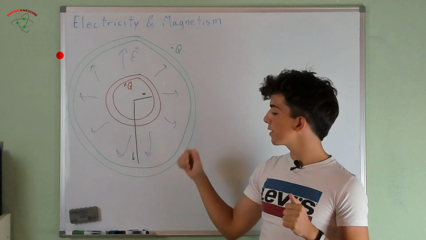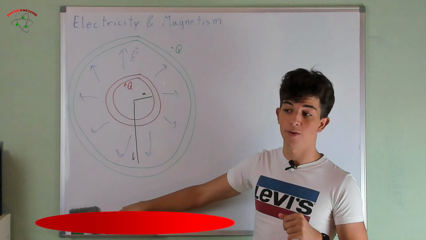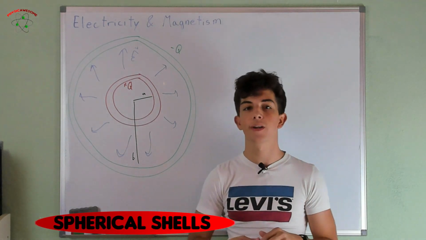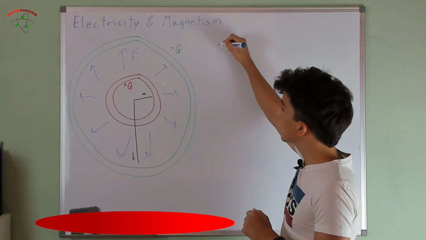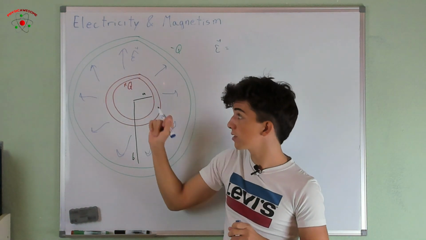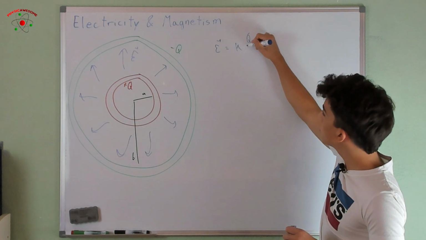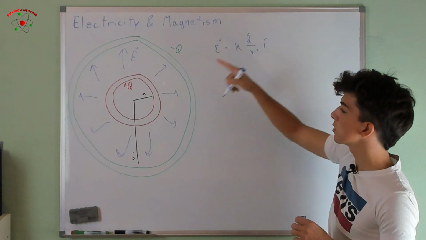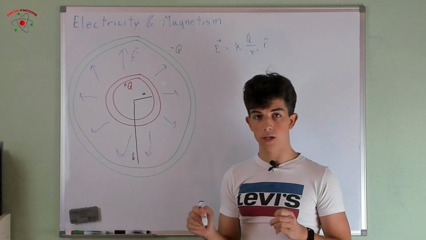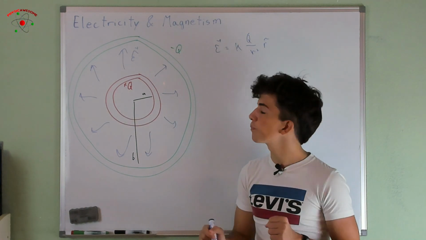Alright, let's try and analyze this capacitor. If you remember from the video about applications of Gauss' law and spherical symmetry, we found that the electric field of this system of spherical shells was kq over r squared in the r hat direction in between both shells. On the inside it was 0 and on the outside it was also 0.